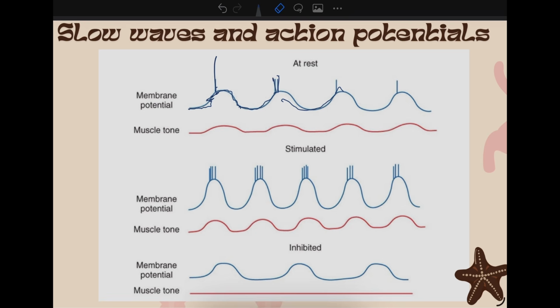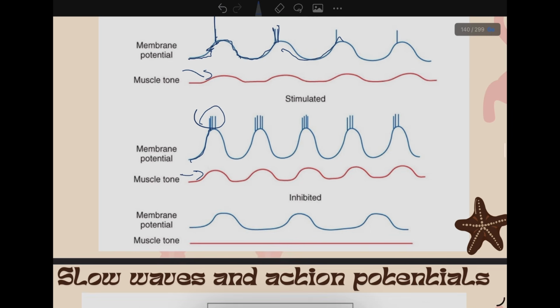This is at rest. What if it's stimulated by parasympathetic pathways? You will see that one slow wave manages to give us what? 4 action potentials. A lot of action potentials are generated from slow waves, so they reach the threshold more often. And that causes the muscle tone to be very high compared to the initial. What if you inhibited via sympathetic pathways? You will see slow waves do not manage to give us any action potential at all. And the muscle tone is dead.